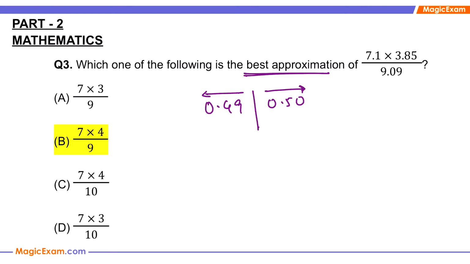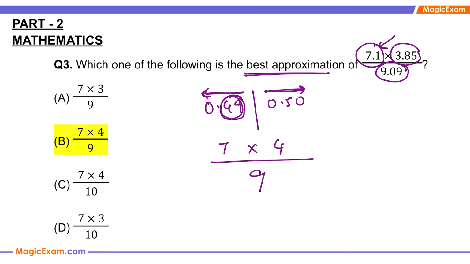So now let's look at the problem. 7.1. Since 0.1 is less than 0.49, we will round it down to the previous whole number, which is 7. And 3.85. Since 0.85 is more than 0.50, we will round it up to the next whole number, which will be 4. 9.09. Since 0.09 is less than 0.49, we will round down this number to the previous whole number, that is 9. Therefore, 7 into 4 divided by 9 should be the answer, which is the correct answer here.